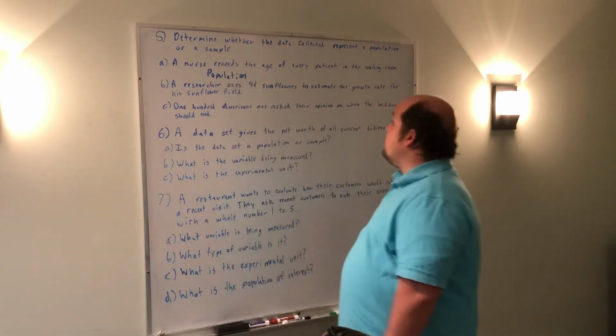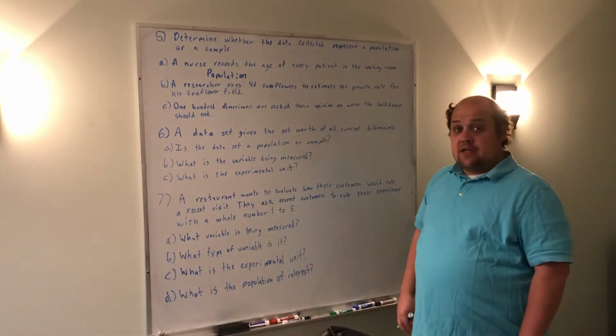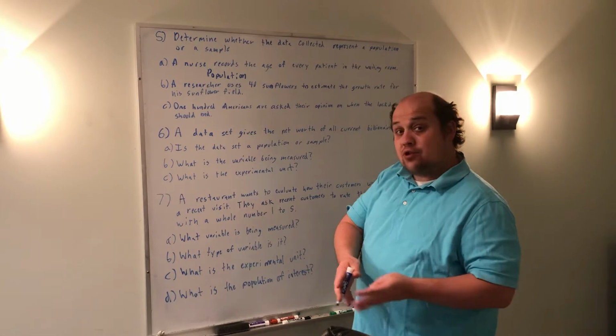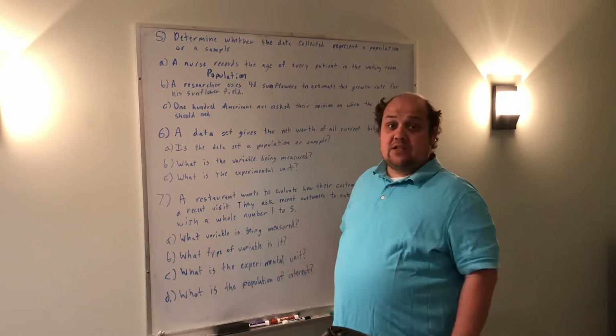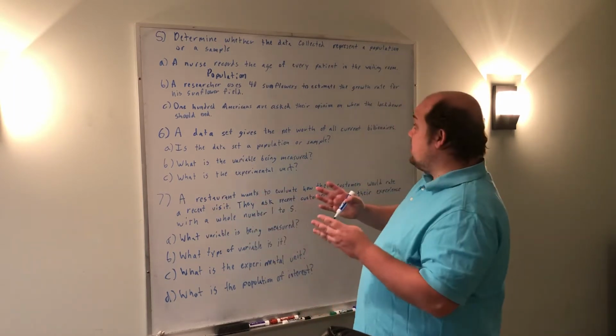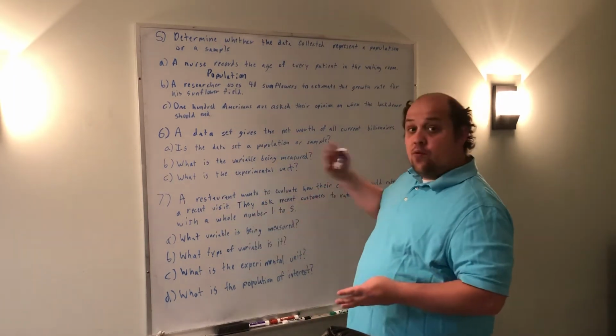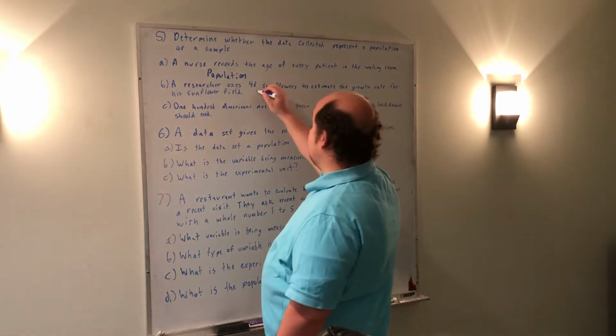A researcher uses 40 sunflowers to estimate the growth rate for his sunflower field. In this case, the 40 sunflowers aren't all the sunflowers he could study. He could study all the sunflowers in his fields, which might be hundreds, thousands, tens of thousands. Instead, he chooses these 40 and estimates from those 40 the growth rate for the entire field. In this situation, the 40 represent a sample.